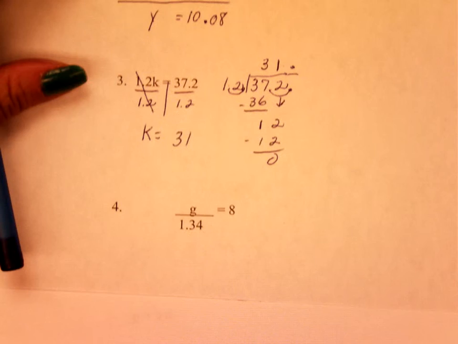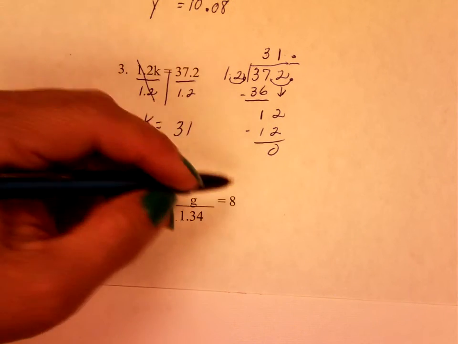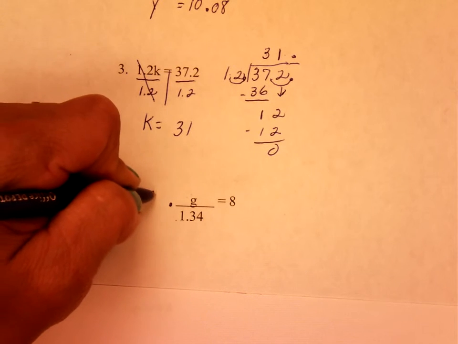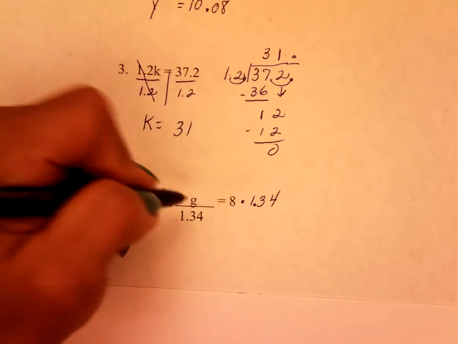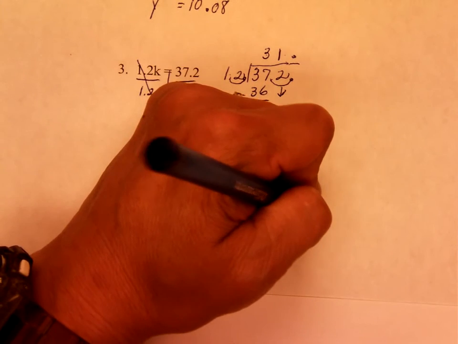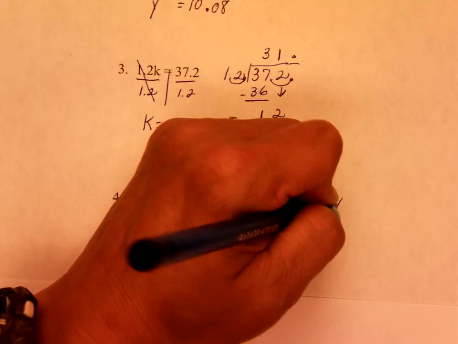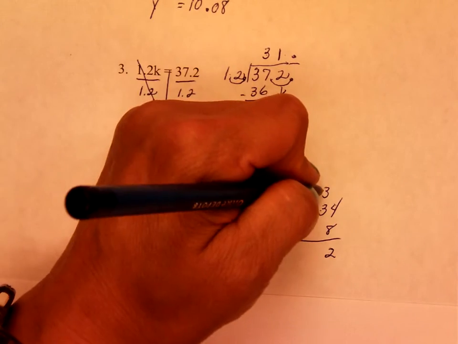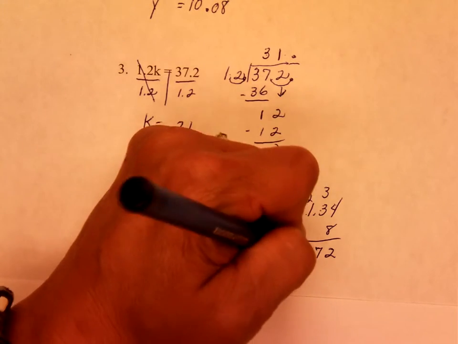Number 4. G divided by 1.34 is equal to 8. The inverse of division is multiplication, so you're going to multiply 1.34 on both sides. The 1.34 cancels out, you're left with g equals, so now you're going to multiply 1.34 times 8. 8 times 4 is 32, carry the 3. 3 times 8 is 24, plus 3 more is 27. 8 times 1 is 8, plus 2 more is 10.